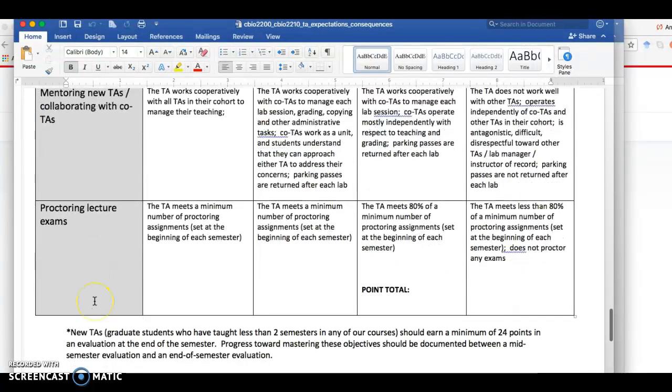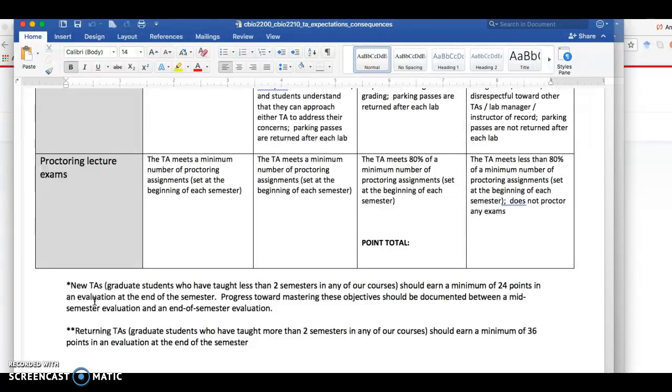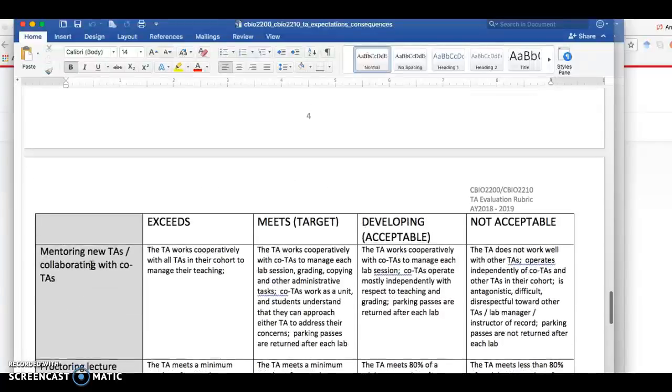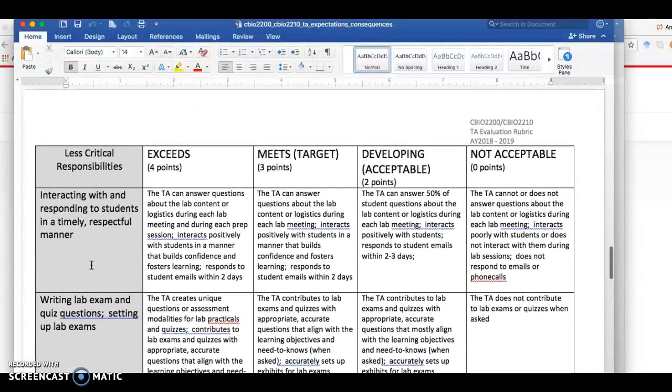The last thing is proctoring lecture exams. We expect our TAs to proctor the lecture exams. And again, this is very helpful from an academic honesty perspective to have extra eyes and ears in the room during exam time. Okay. Now, along with this, this is the rubric.